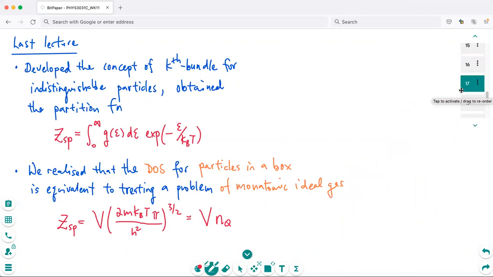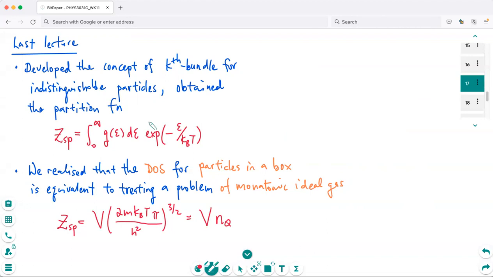Okay, so last lecture, this is some summary I wrote for you. This is what we covered last time. We developed an important concept of this bundle. We want to use this idea to describe our gas of indistinguishable particles, and we obtain the partition function. Here I write the form, which is the continuum expression.